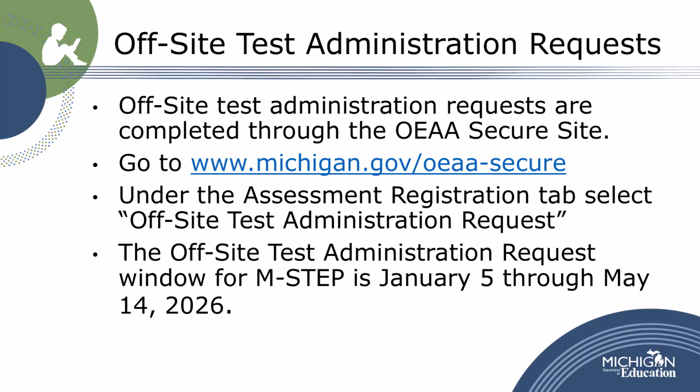Off-site testing is for schools who cannot test on-site at their school buildings. Off-site testing is used for virtual schools, schools that offer virtual instruction as their educational program. Off-site testing also occurs for individual students when a school is providing educational services to a homebound student, students are suspended during the testing window, or students are expelled with service. The off-site test administration request is found under the Assessment Registration tab in the OEAA Secure site. Select Off-site Test Administration Request. The window to submit off-site test administration requests is open January 5 through May 14, 2026.